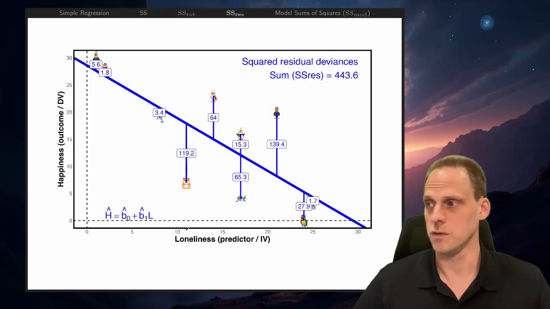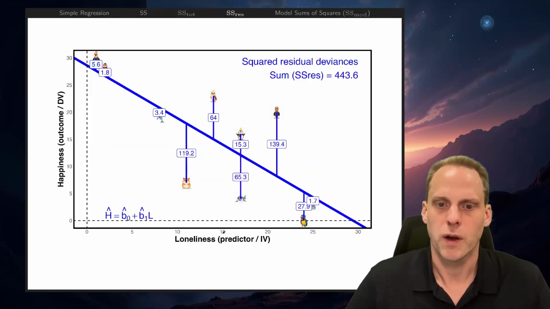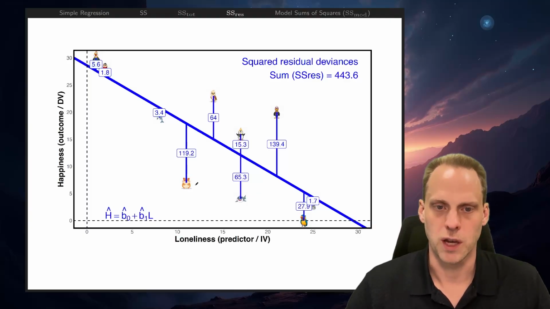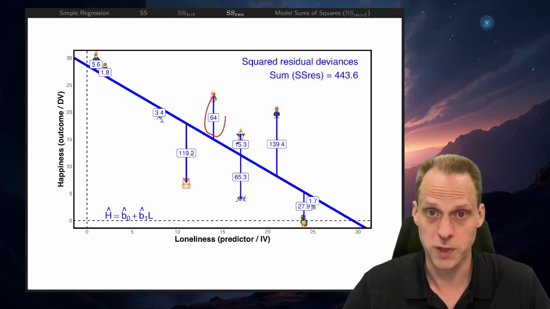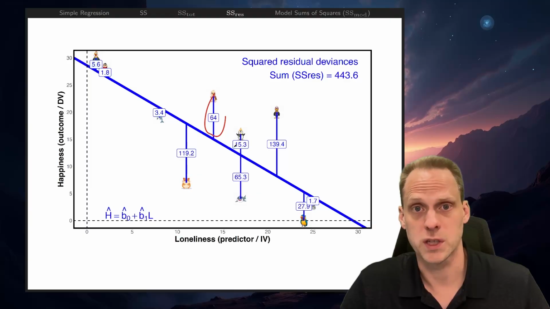Okay, so let's do that. We draw a line. Now we don't just draw any line. We actually draw the line so that all these distances from the line that we have here are as small as possible. It's called least squares estimation. You don't have to do that. The software does it for you.